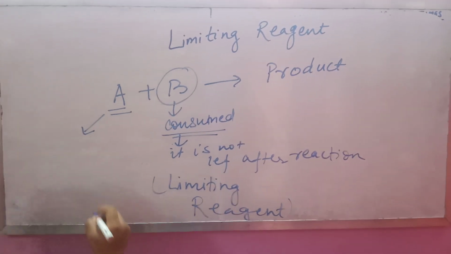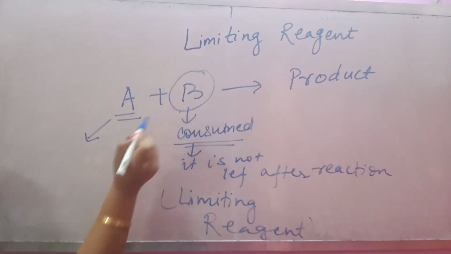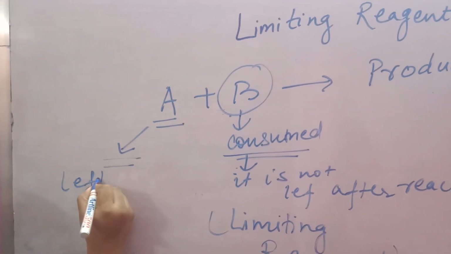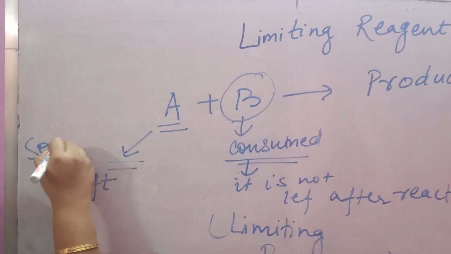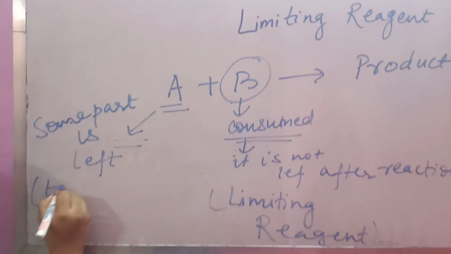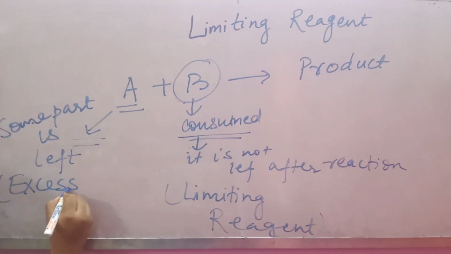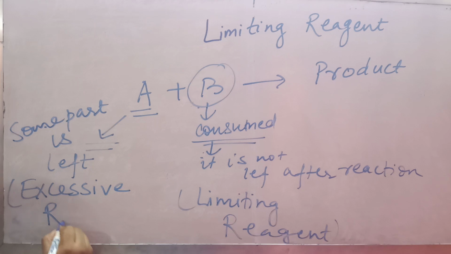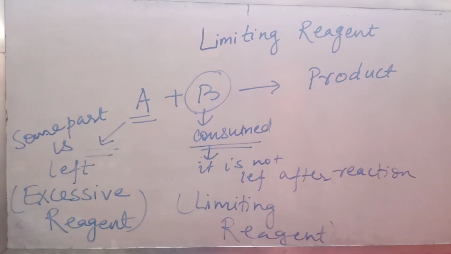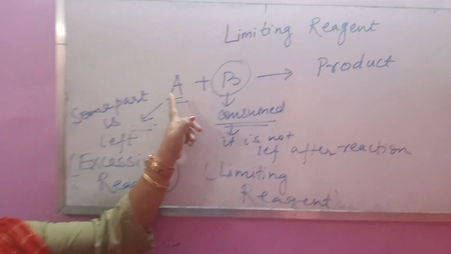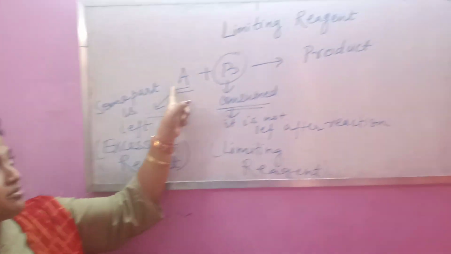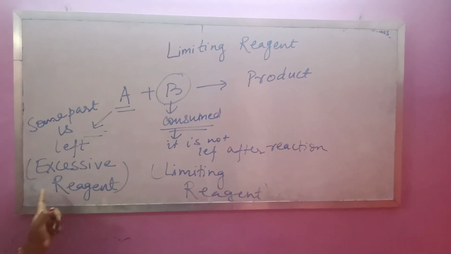And this A, even after reacting with this B, is still left. Some part of this A is left. So it is called excess reagent. So we will discuss some important points right now. The reagent which is consumed completely with the other reactants to give product is your limiting reagent. But the one of which some part is left even after the reaction is called excess reagent.